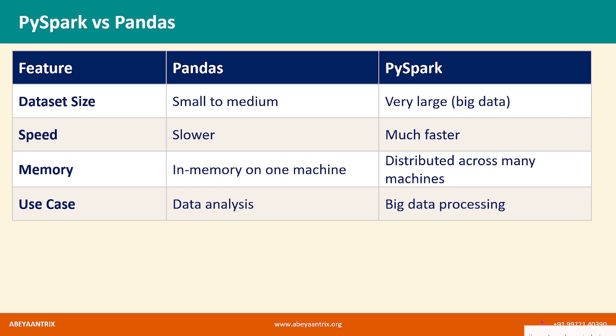When it comes to the difference between pandas and PySpark, pandas can handle what? Data set sizes from small to medium. PySpark can handle very large or big data. Okay. When it comes to speed, pandas is very slow. PySpark is much faster. When it comes to memory, pandas is in memory on one machine. PySpark is distributed across many machines. Okay. When it comes to use case, pandas is used in data analysis. PySpark is used in big data processing. Not only data analysis, you can have big data processing in PySpark.